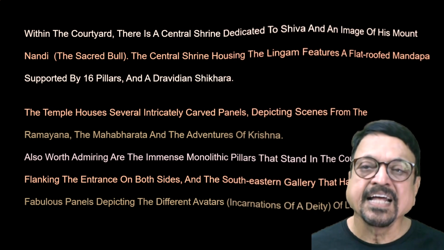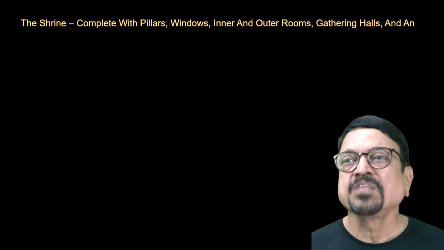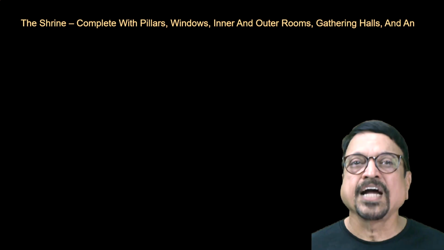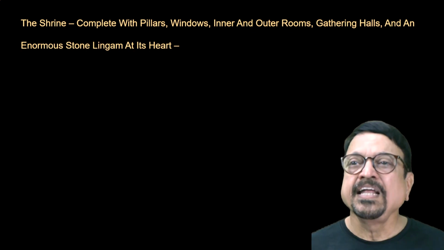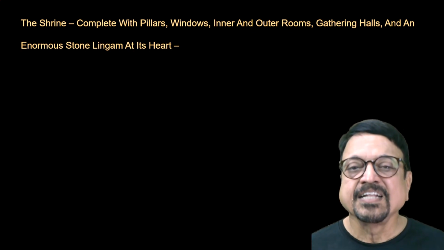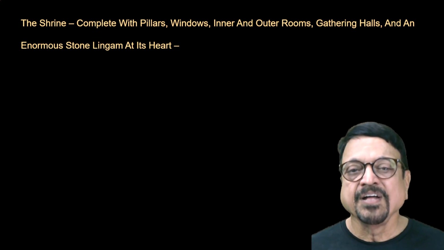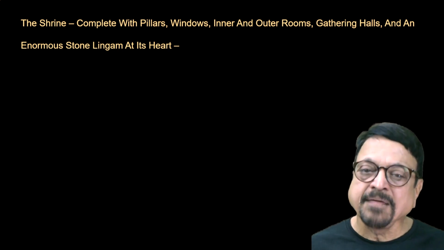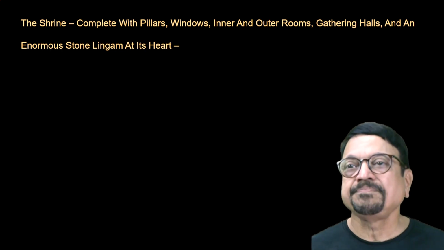They are depicted there, and they must be seen, and you must spend time to analyze them and appreciate them. Then the shrine is complete with pillars, windows, inner and outer rooms, gathering rooms, and an enormous stone lingam at the heart, that is the Garbhagriha. You have seen at the beginning of this video, there is a giant lingam, and that was a monolith. I mean, it was carved along with the temple in the same rock.